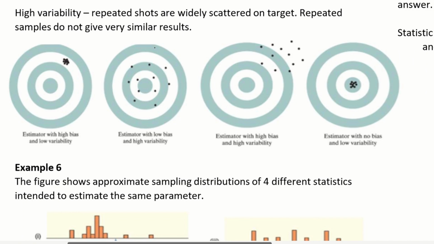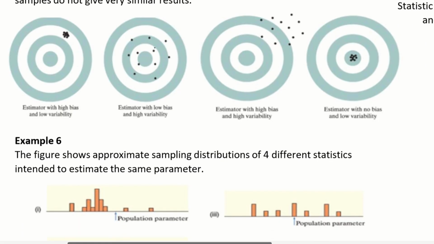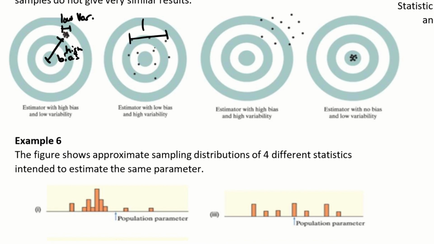So there's 4 options. You can have high bias and low variability. Notice that here there's a high bias, but here we have low variability, low spread, right? Here you have a high variability, but you have a low bias, because on average, the targets are centered around the middle. So they're very, very low bias.